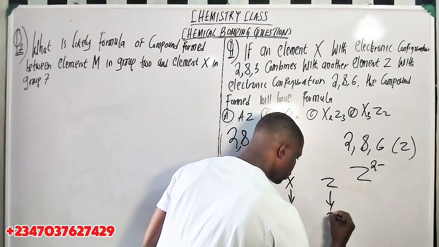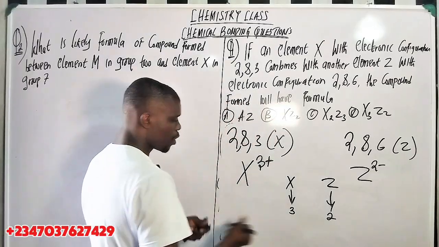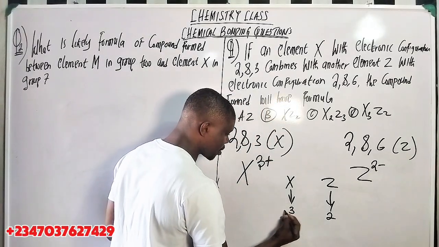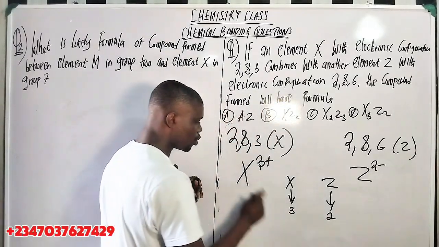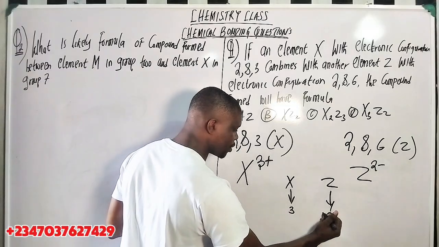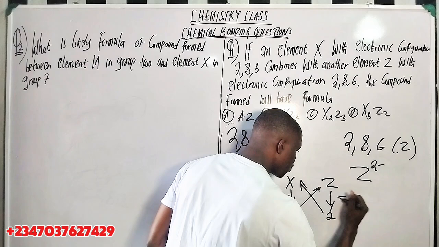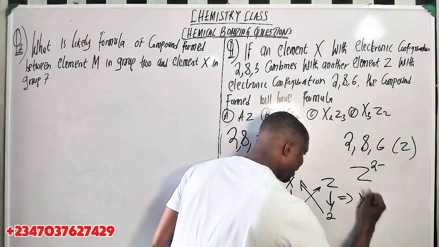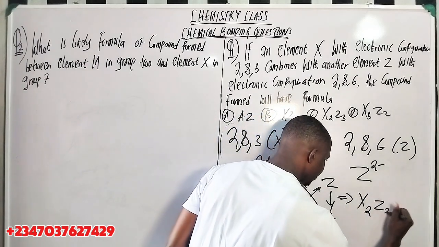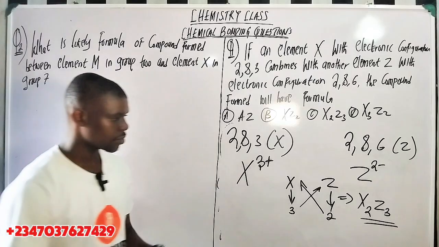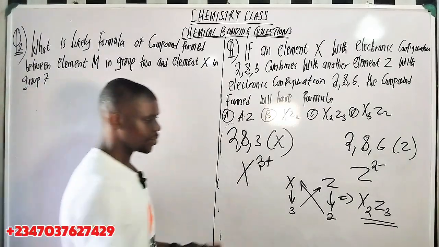So here we have this Z here. You have 2, right? So you don't say plus 3, you don't say minus 2. No, you just put this here and that there. So what happens here? This one comes here, and this guy comes here. So what do you have? You now have X2Z3. This is not the answer here.